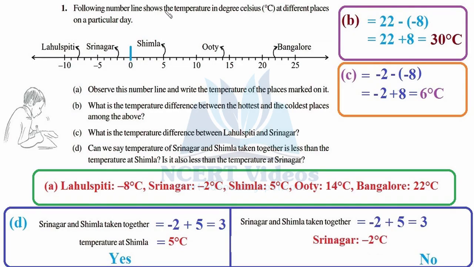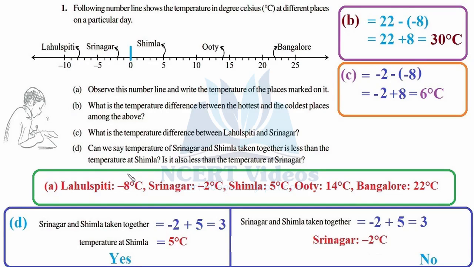Question 1. The following number line shows the temperature in degrees Celsius at different places on a particular day. So this is the number line showing different temperatures on one single day. The first question is, observe this number line and write the temperature of the places marked on it. So let's observe it. This is Lahaul Spiti and it is minus 8 degrees Celsius.